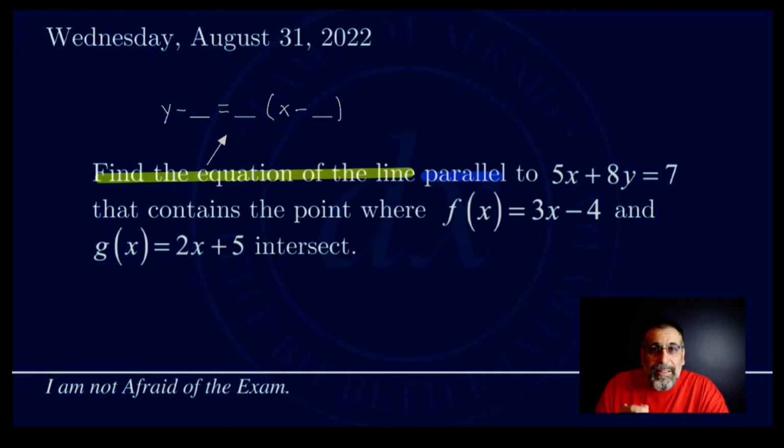It means that the slopes will be equal. So what they're telling us is that we're parallel to this line right here, 5x plus 8y equals 7. So that means if I can find the slope of this line, I know the slope of my line because they are indeed parallel. So what we've got to do is find the slope of 5x plus 8y equals 7. We've got to hijack that slope and put it into our equation.